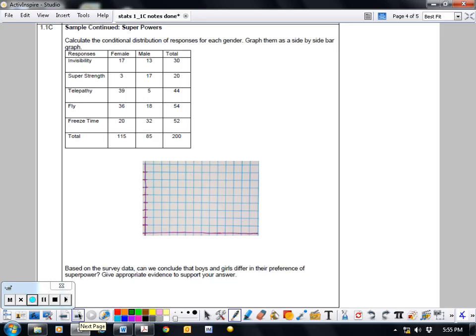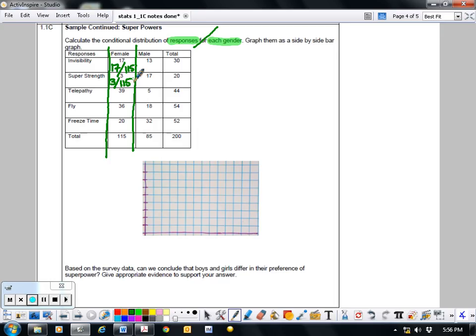Okay, so we're going to calculate the conditional distribution of responses for each gender. When I'm looking at this, I'm going to have my responses on top and the total for the gender at the bottom. We'll look at females first because that's my first category. I'm going to take my invisibility and divide by the total number of females. I'm going to take my super strength and divide by the total number of females, and so on and so forth. That's going to give me that conditional response for females.